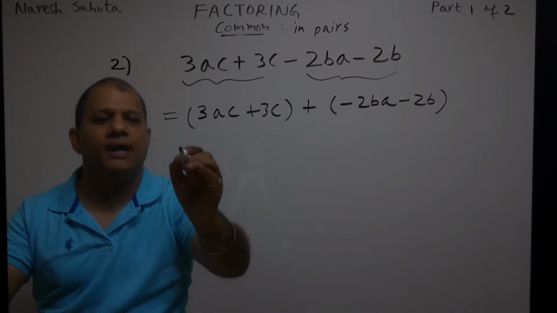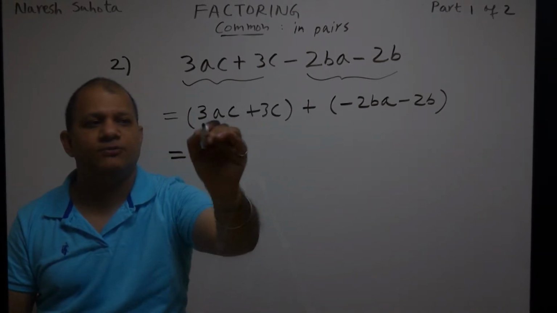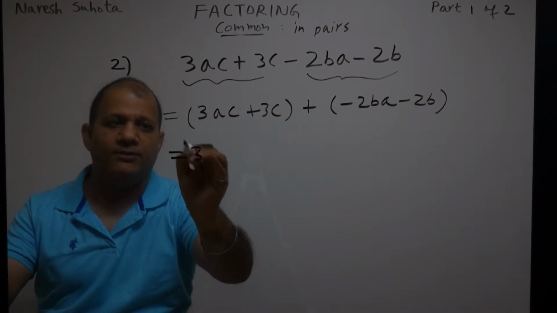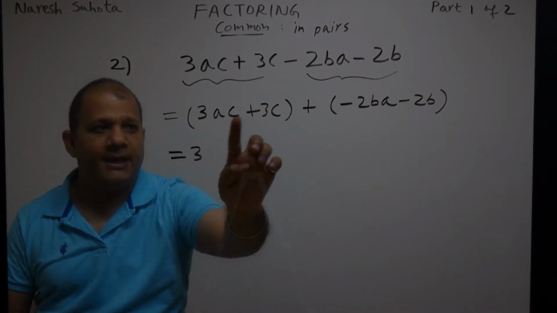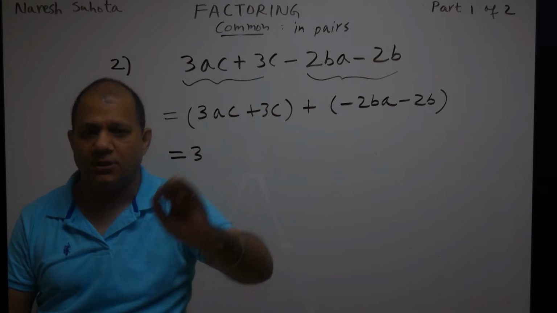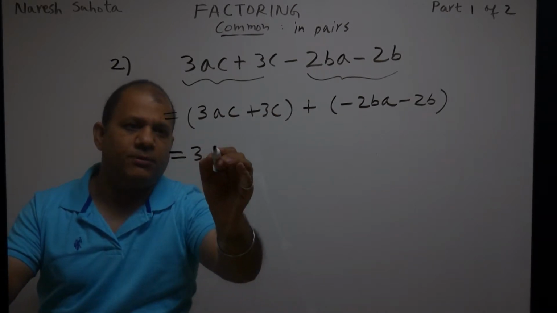Now, what's the common factor between these 2 terms? We know that 3 is common, and a is not common, c is common, and we always take out the lowest exponent.